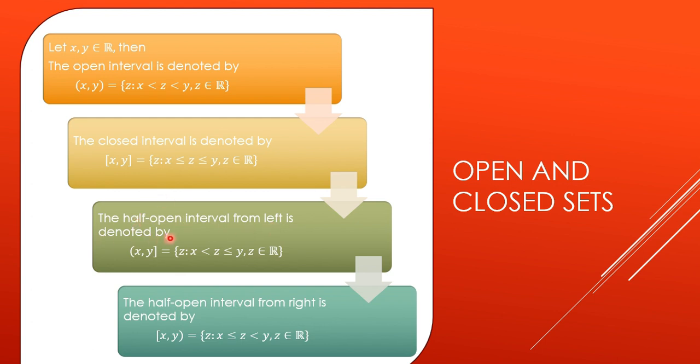The half open interval from left is denoted by (x, y], which equals the set of d such that d is bigger than x and less than or equal to y, d belongs to R. The half open interval from right is denoted by [x, y), the set of d such that d is bigger than or equal to x and less than y, d belongs to R.